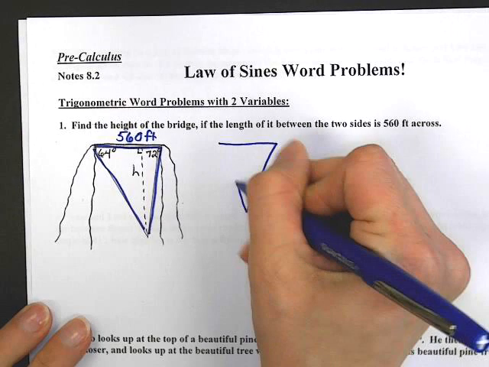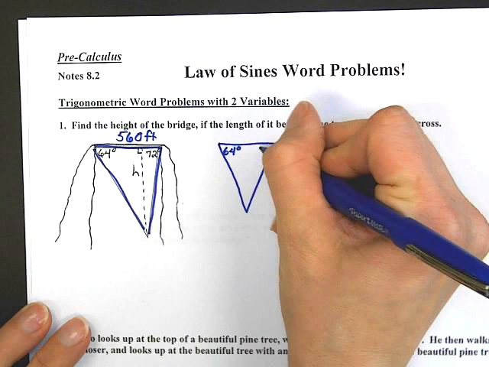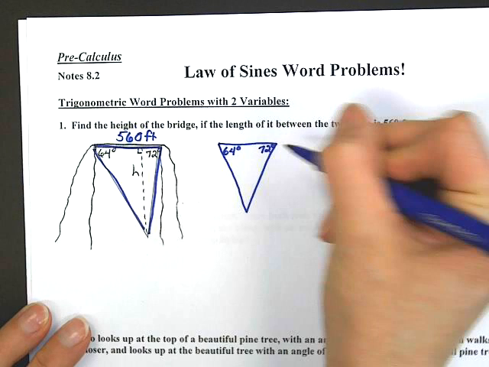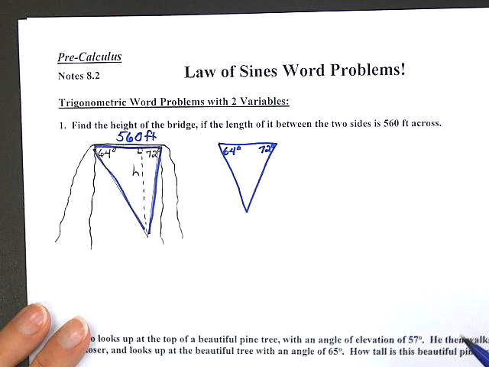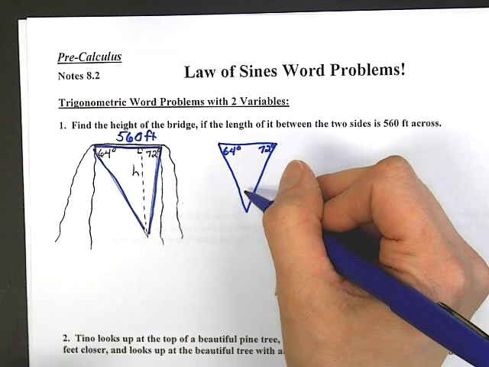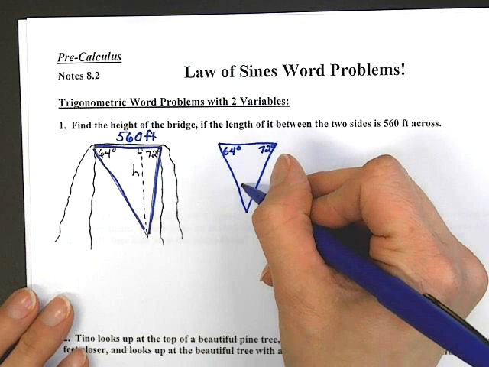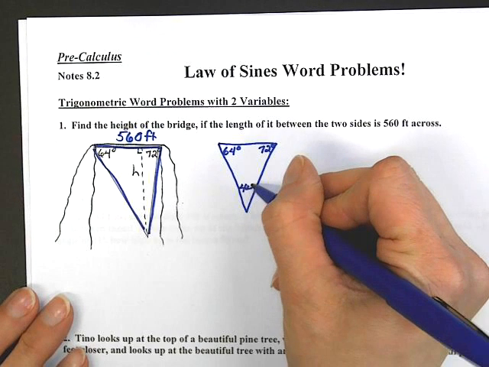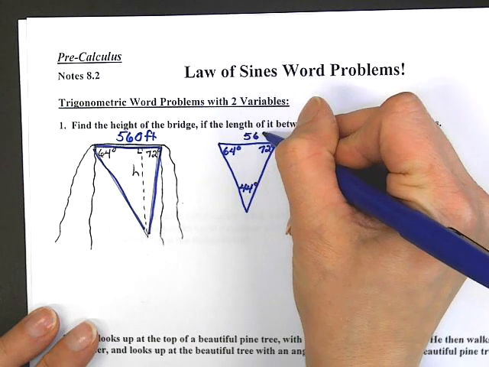It is a triangle. It's not a right triangle. There's a 64-degree angle, a 72-degree angle. So if you know two angles, you can go ahead and find that third angle for me. Please do that. Okay, what'd you get? 44 degrees. Okay, and this side is 560.